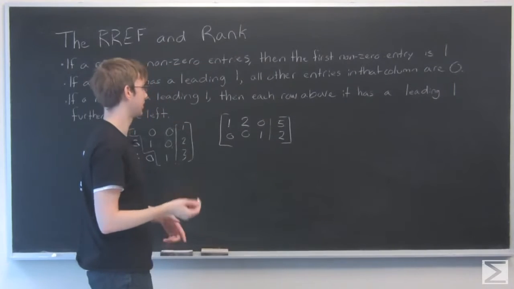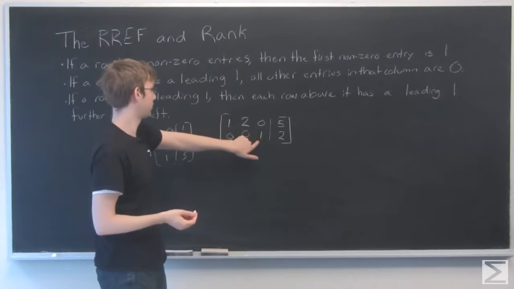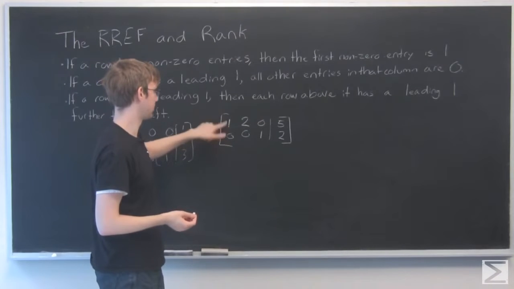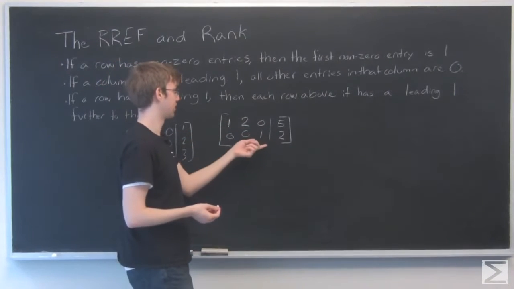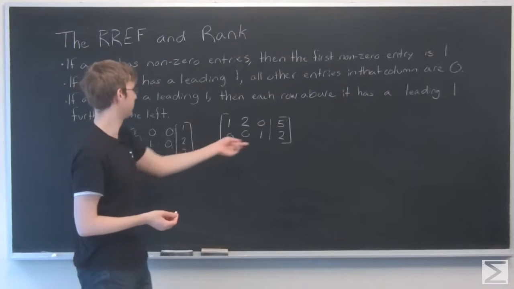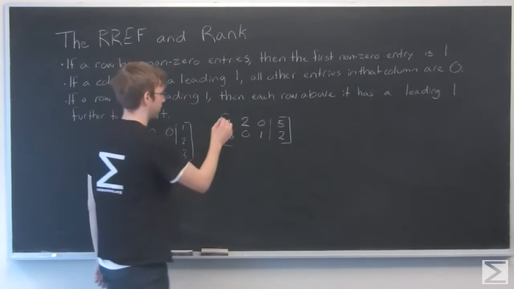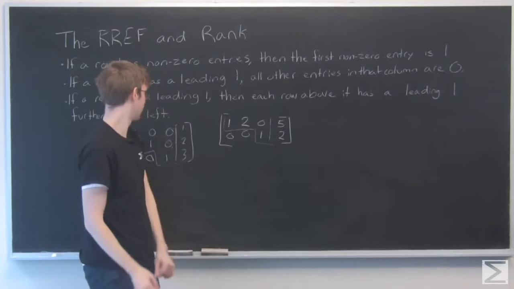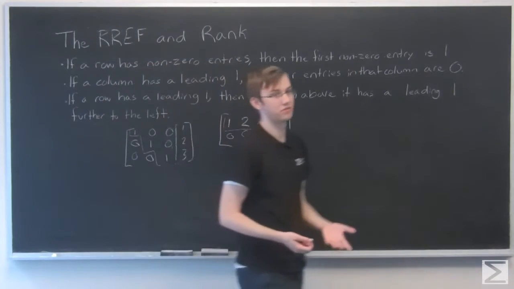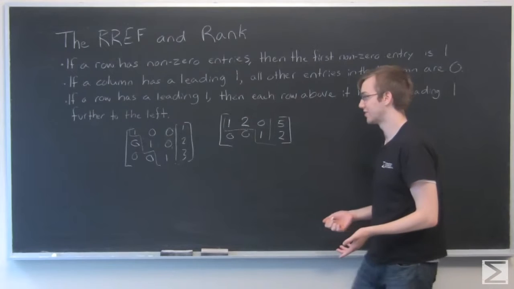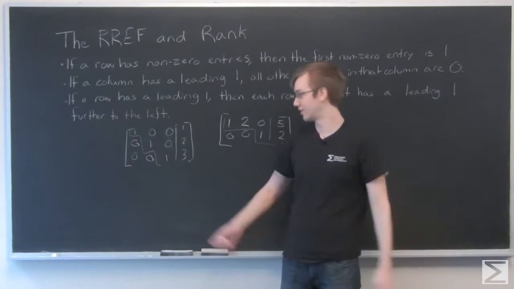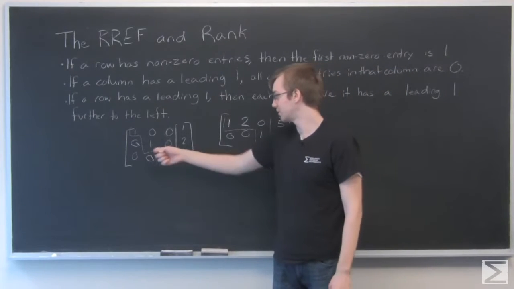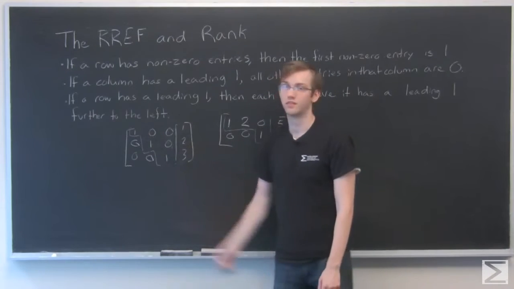It still contains all the same rules. We got leading ones. Ones are the only numbers in their column. And the leading one above it is further to the left. This makes a staircase like that. So the importance of the RREF is so we can easily look at it and find the answers. In this case, the answers are right in front of us. X3 equals 3, X2 equals 2, X1 equals 1.